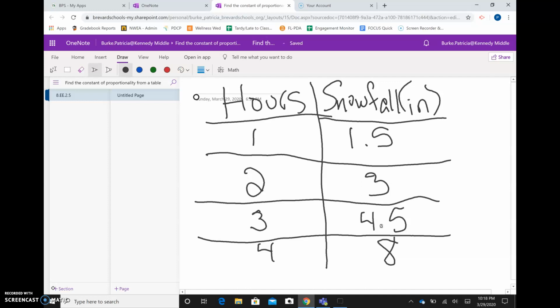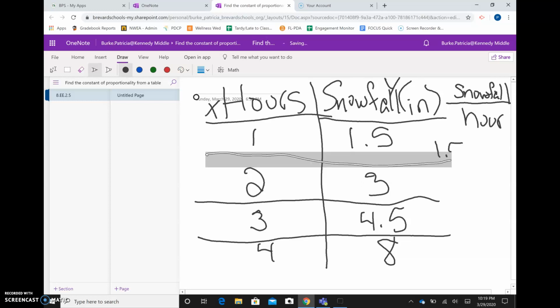So let's see what our proportion is. How much snowfall per hour? Remember, your first column is X, your second column is Y. We know that any number divided by 1 is the number. So we are at 1.5, because that is the snowfall for 1 hour. Hour 2, you had 3 inches of snowfall. What is the rate of snowfall per hour? Take your snowfall, which is 3, and divide it by 2. What do you have? Did you get 1.5 again? Good job.